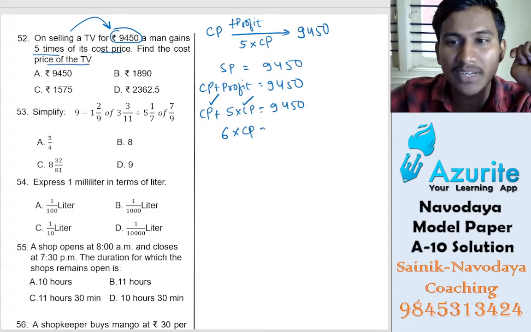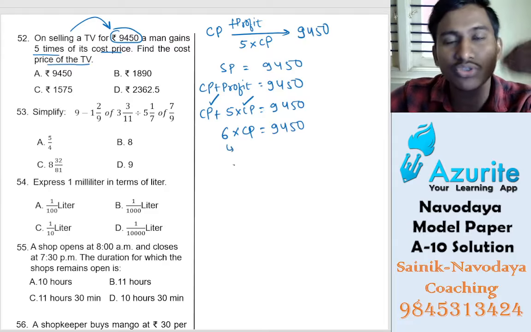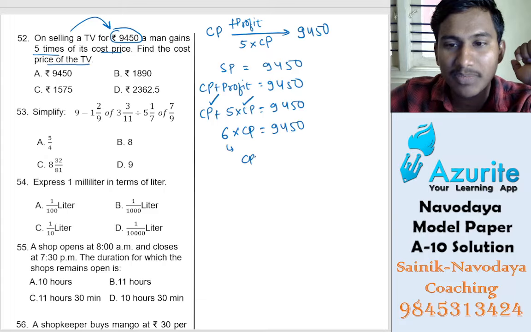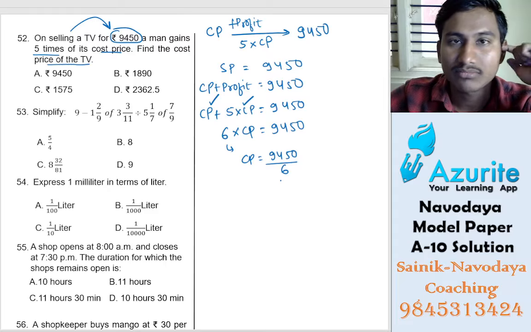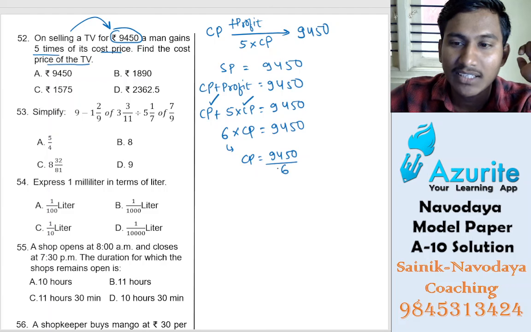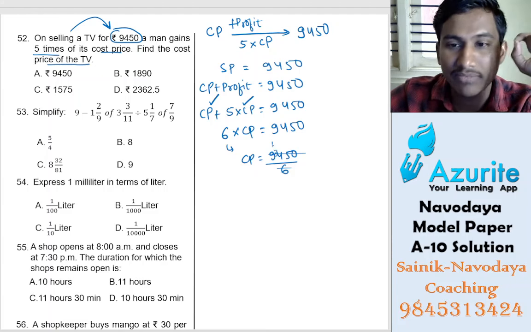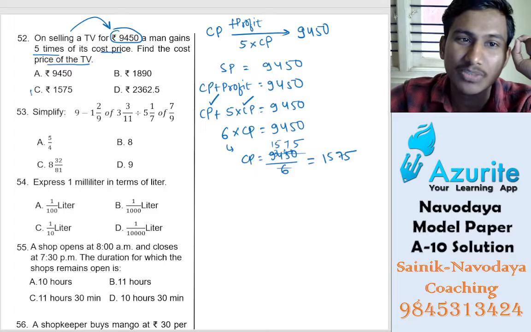6 times cost price is 9450. So if you take that side, you should divide it, right? So cost price is 9450 divided by 6. If you divide, answer will come. 9 ones are 6... 6 ones are 6, 3 will be remaining. 6 5s are 30, 4 will be remaining. 6 7s are 42, 3 will be remaining. 6 5s are 30. So answer will be 1575. So option is option C.